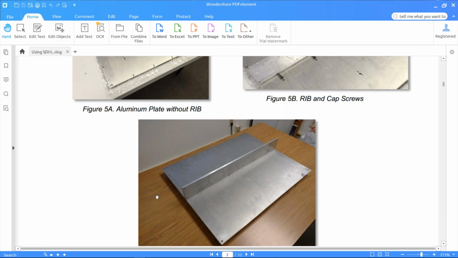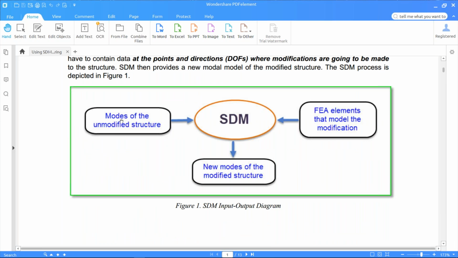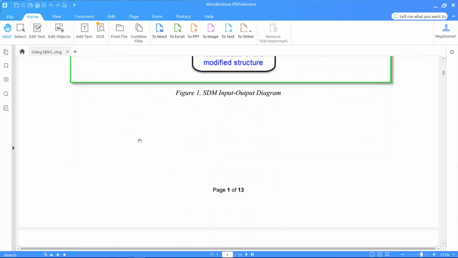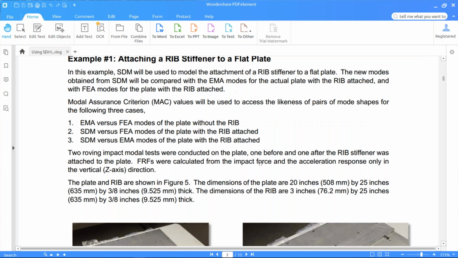Now this is a substructuring problem because, as we saw up here with SDM, SDM takes the modes of the unmodified structure plus FEA elements that model the modifications, and it solves the problem and comes up with a new set of mode shapes for the modified structure. So in this case, when we talk about substructuring, the modes of the unmodified structure are going to be the modes of the plate by itself and the rib by itself. And we're going to see that we actually use a combined use of both FEA and EMA to come up with that modal model. We call it a hybrid model.